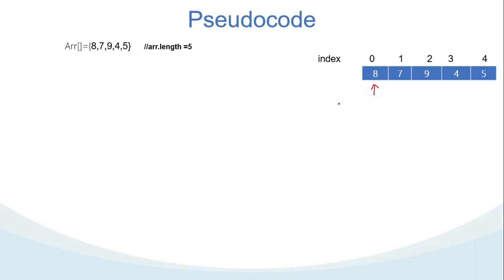And then, in the first pass, you will compare index 0 to index 1, and then index 1 to index 2, and then index 2 to index 3, and then index 3 to index 4. At the end of this pass, the largest number will bubble up and occupy this position, which is 9 in this case. And then we do multiple passes.